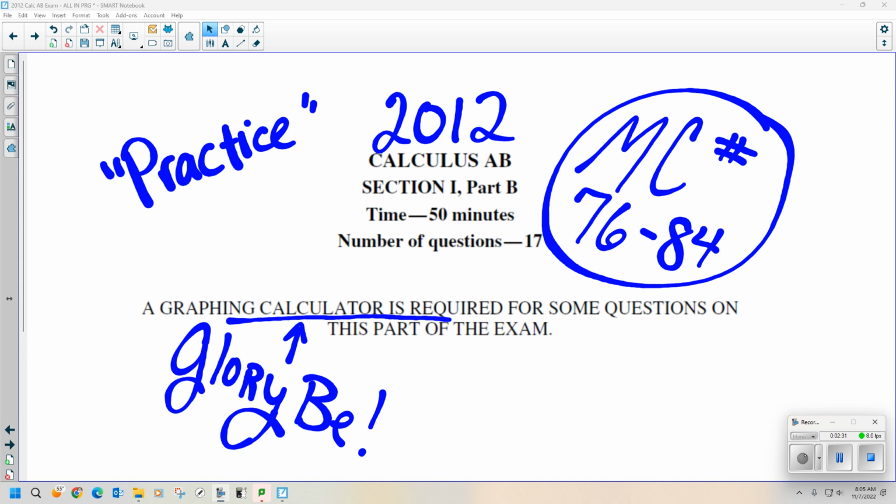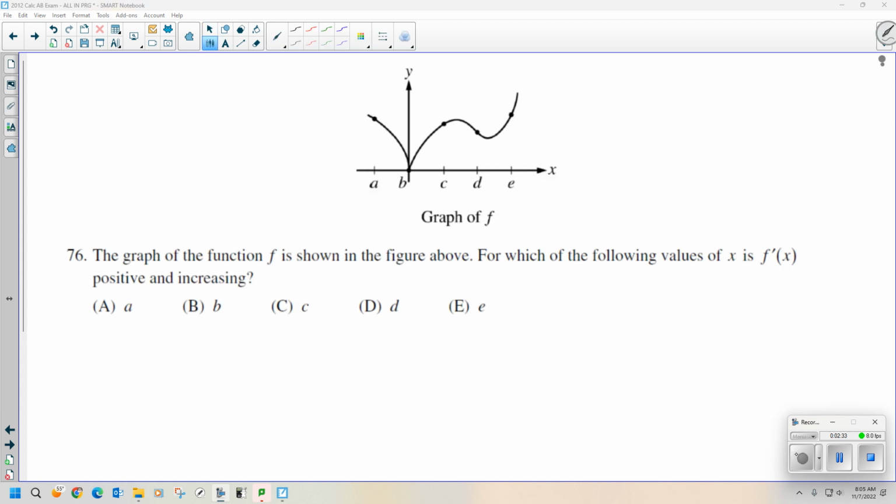Let's get started. Number 76. The graph of the function f is shown in the figure above. For which of the following values of x is f prime of x positive and increasing? Okay, so I have f, and you know how much I love tables and graphs and charts. Fantastic. This is f. They're asking me about f prime.